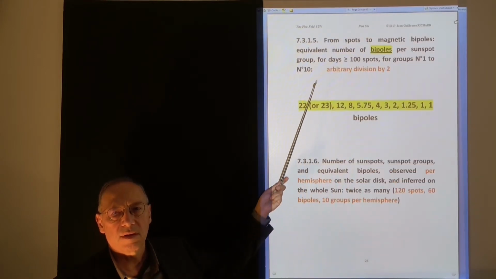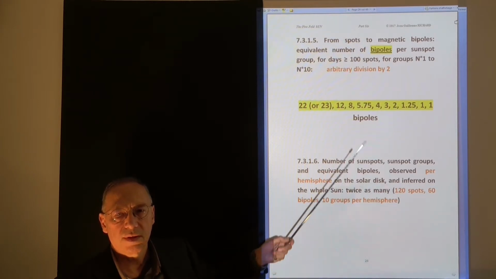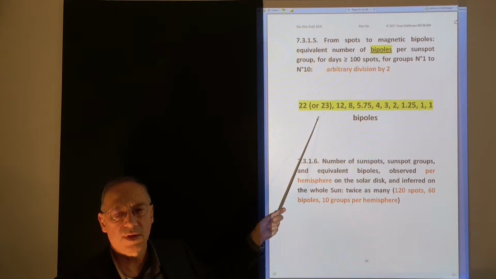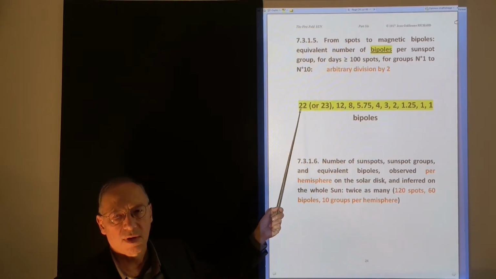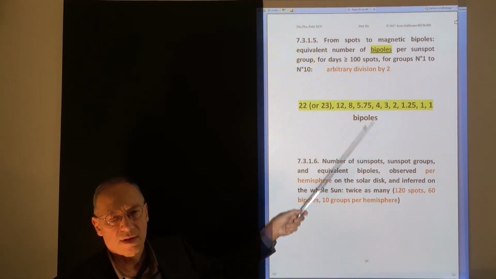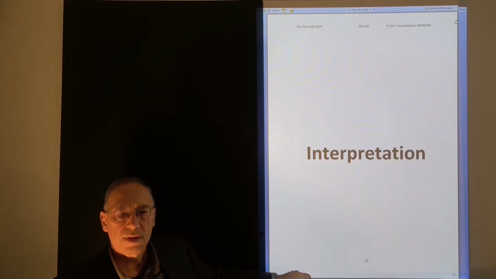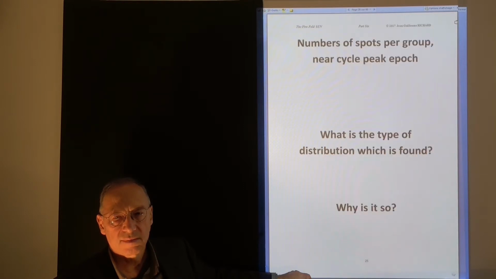We translate the number of spots into the number of equivalent magnetic bipoles by an arbitrary division by 2, and these are the numbers of bipoles that we find for each group from the largest to the 10th largest, and you see that the 9th and the 10th have the same number of just 1 bipole. We go now into the interpretation of these findings. What is the type of distribution which is found, and if possible, can we assess why this would be so?